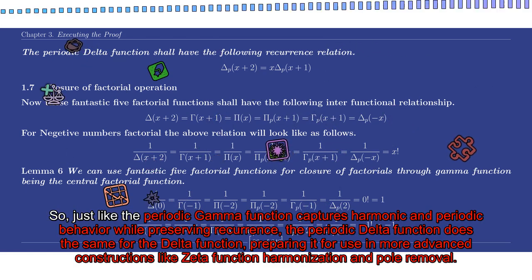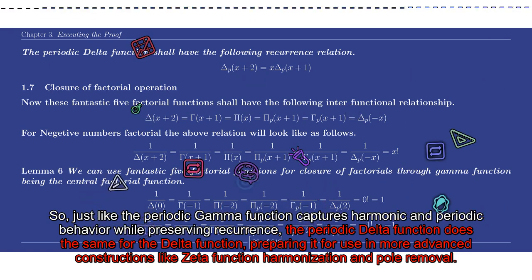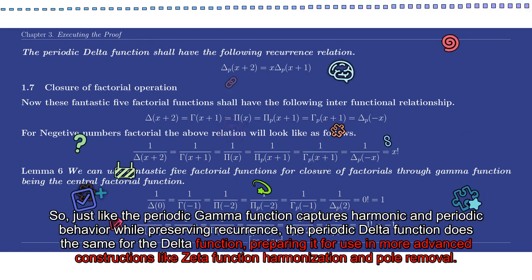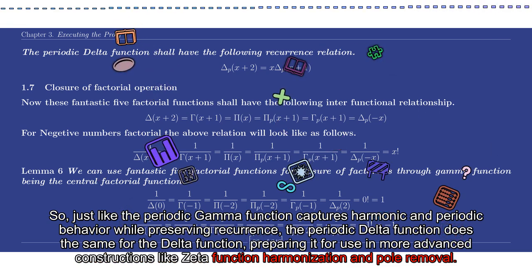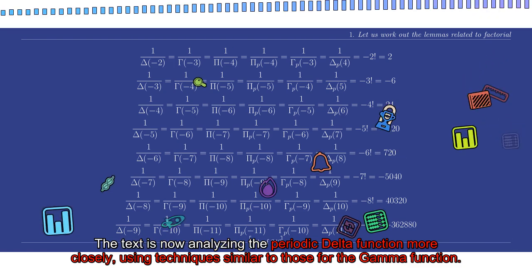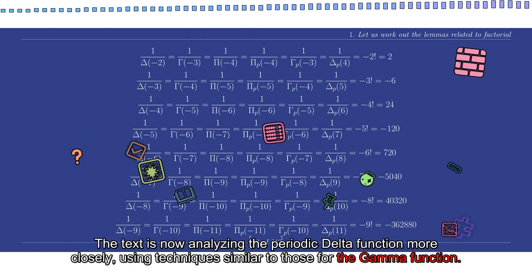So, just like the periodic gamma function captures harmonic and periodic behavior while preserving recurrence, the periodic delta function does the same for the delta function, preparing it for use in more advanced constructions like zeta function harmonization and pole removal. The text is now analyzing the periodic delta function more closely, using techniques similar to those for the gamma function.